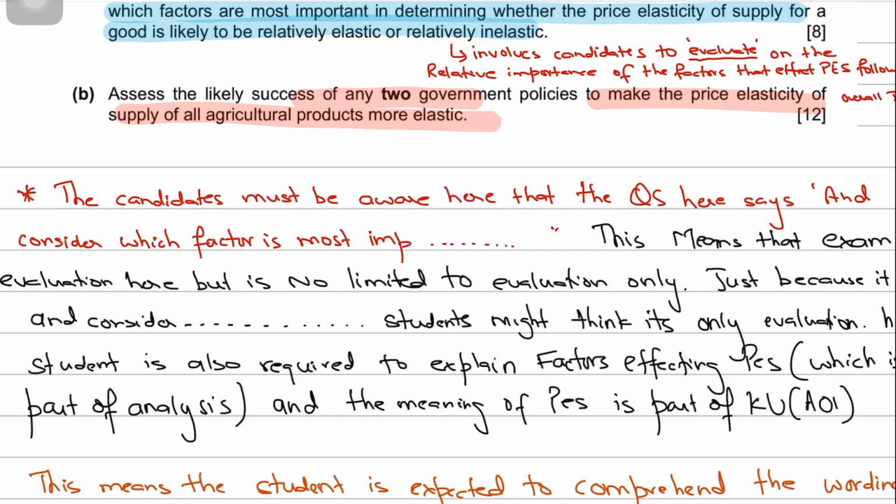So analysis would involve analyzing those policies, analyzing the narrative, right? While evaluation would involve evaluating the narrative, evaluating that out of those policies, what are the chances that maybe two of them, if you're evaluating two of those policies, how successful would they be? To what extent would they be successful?